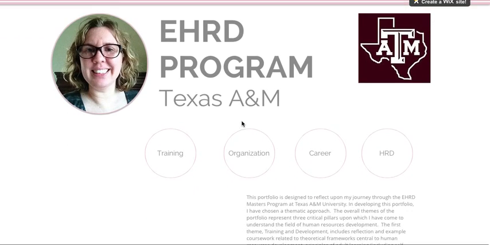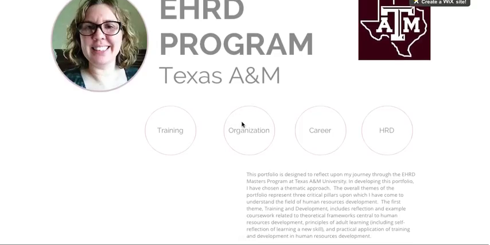My portfolio takes a thematic approach, highlighting the 3 areas of human resources development: training and development, organizational development, and career development. I then tie all 3 together by highlighting assignments that relate to all 3 areas under human resources development.